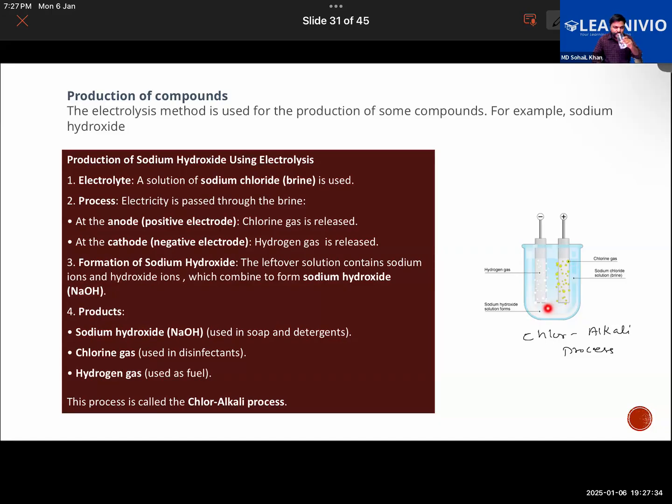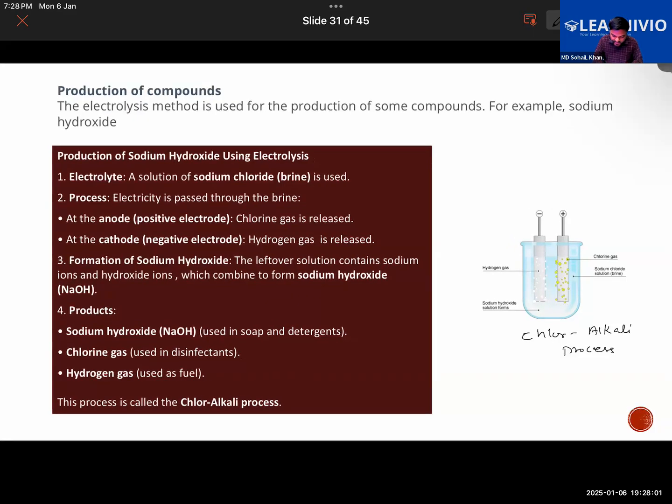Base. It's a base. The question was whether sodium hydroxide is a base or an acid. So it's a basic substance, no? Let us understand how, with the help of electrolysis, certain compounds like sodium hydroxide and some other things can be produced. First of all, we have taken a solution of salt in water. Sodium chloride solution has been taken.